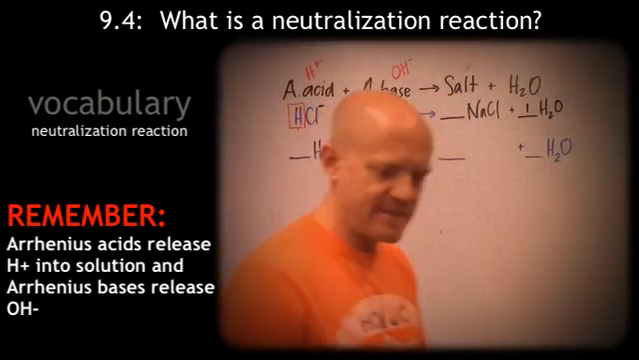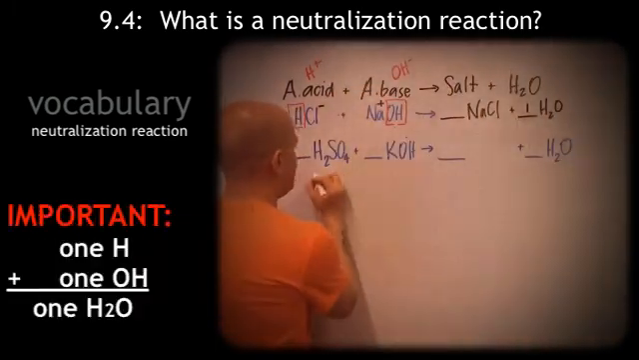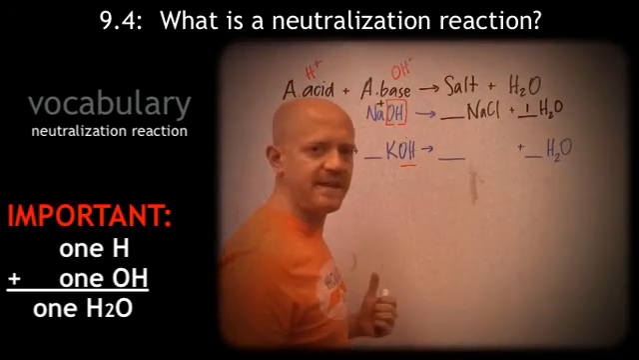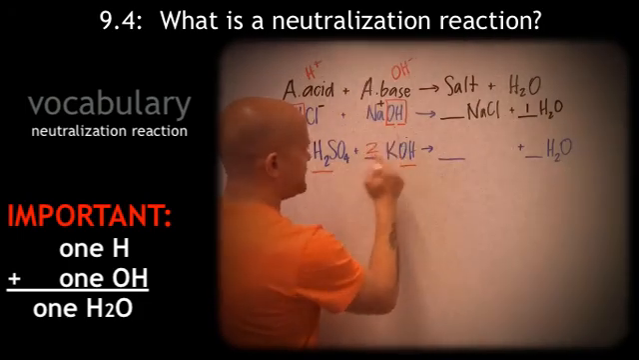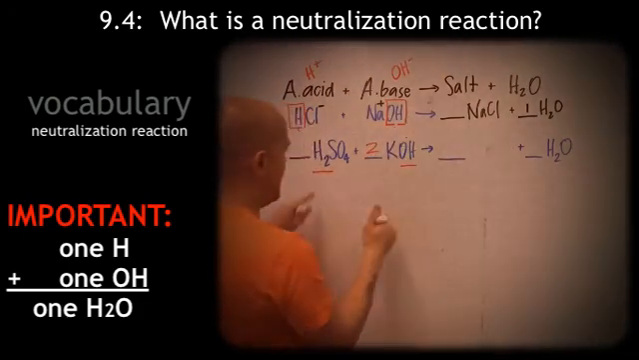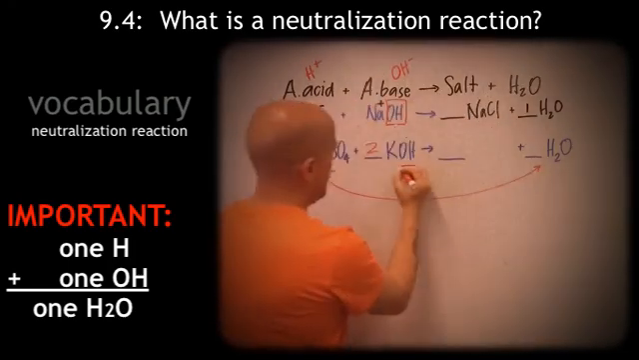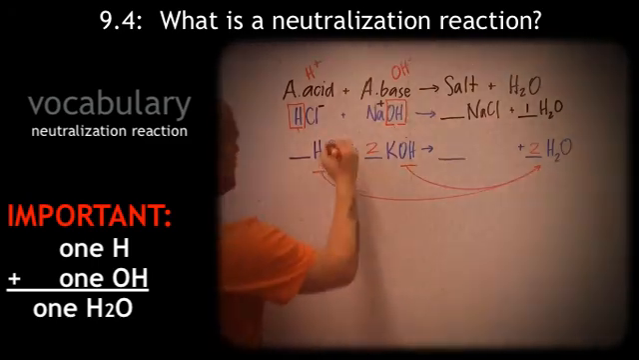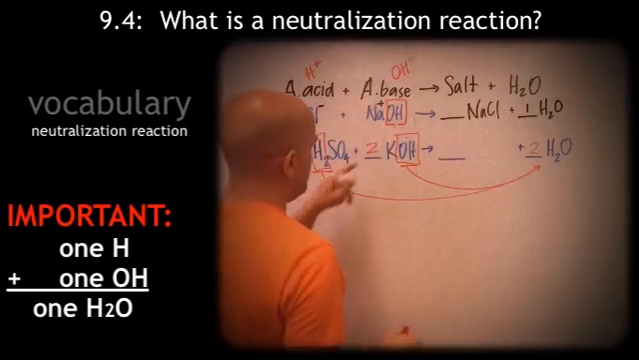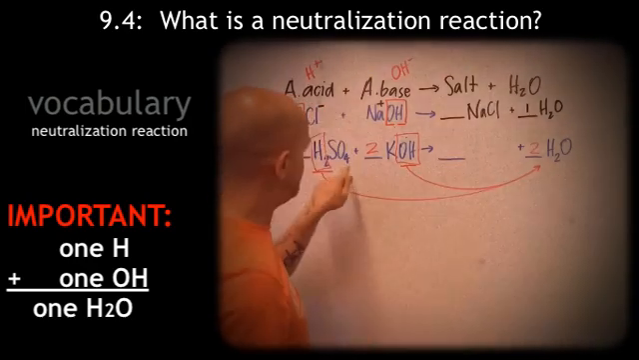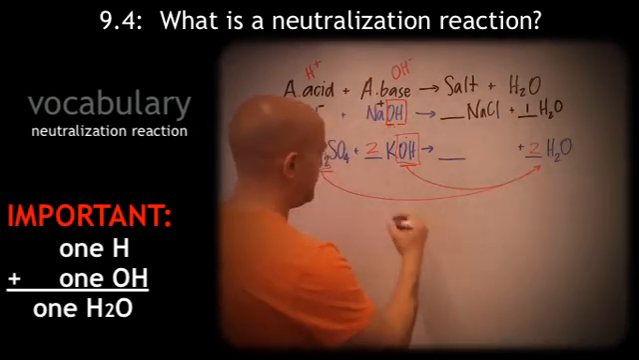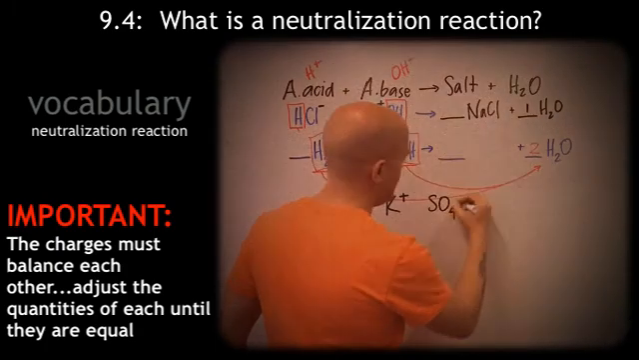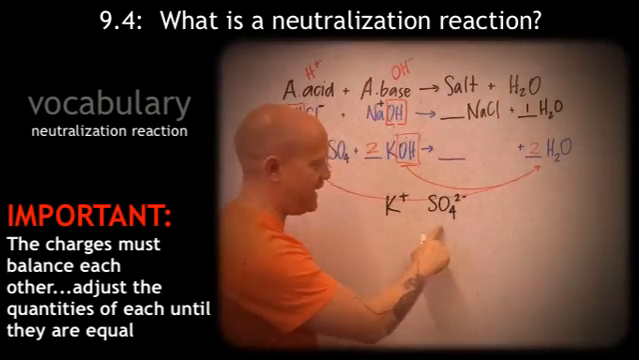Now, first things first, let's look for our H's and our OH's. Here I have 2 H's, here I have 1 OH. I've got a problem. I need to have the H's and the OH's equal. So I need 2 OH's. And 2 H's and 2 OH's are going to give us 2 waters. Now what's left over? Let's get rid of our H's and our OH's. We have potassium, K, and sulfate, SO4, from table E. So we're going to have potassium, which is a +1 charge, and sulfate, which is a -2 charge, and I got that from table E.